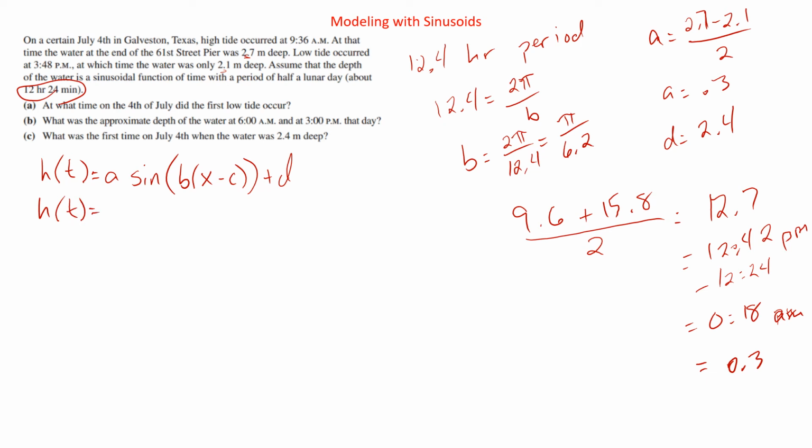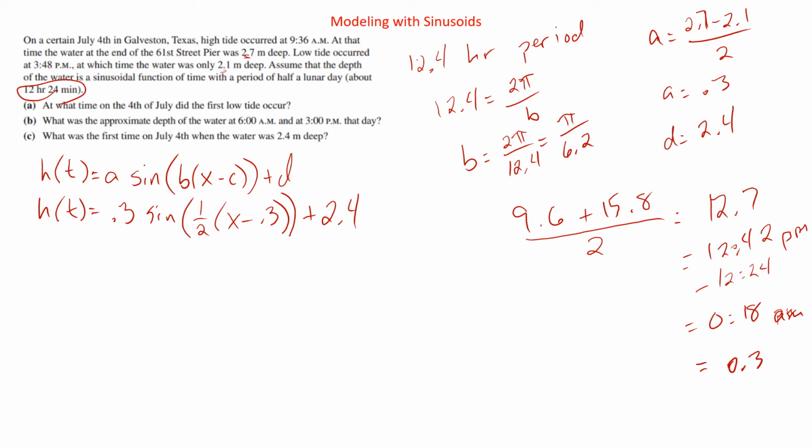H of t will be A. A was 0.3 times sine of B. B was pi over 6.2, I'm going to just call that 1/2, times x minus 0.3 plus D, which was 2.4.